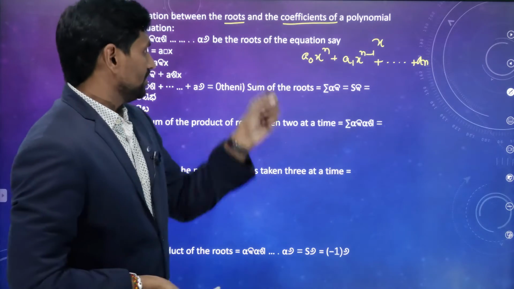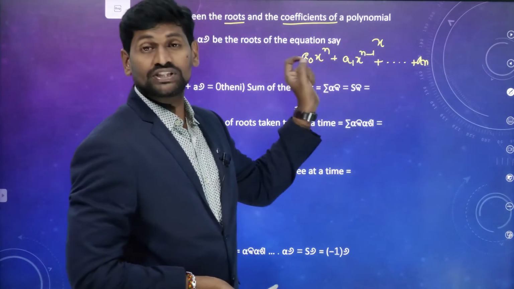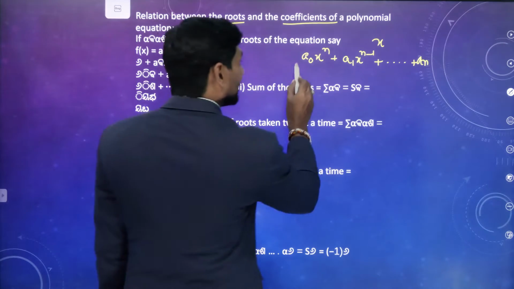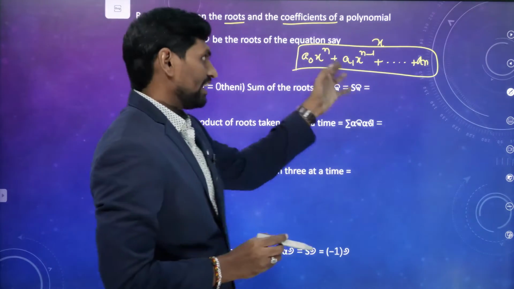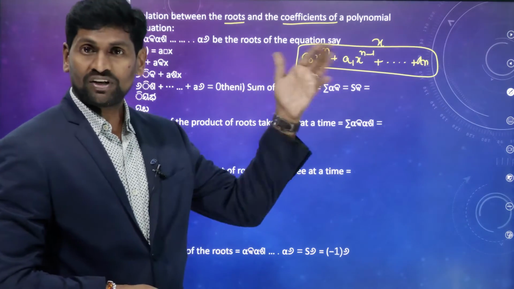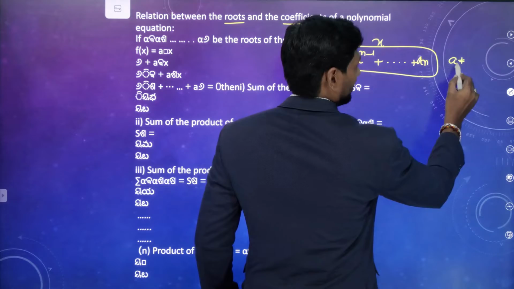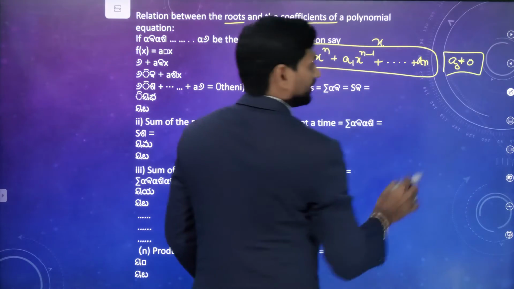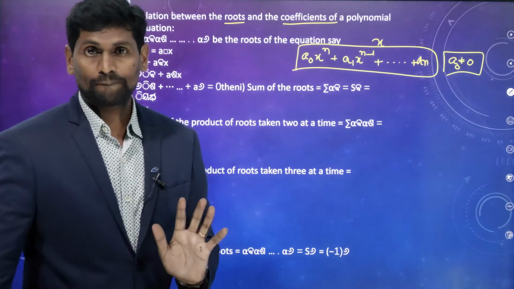If a polynomial is of nth degree, that means its degree is n, we have the general form where a0, a1, a2 and so on up to an are the coefficients of x power n, and here a0 does not equal 0. We know the condition already: a0 does not equal 0. If it is equal to 0, it would not be an nth degree polynomial.